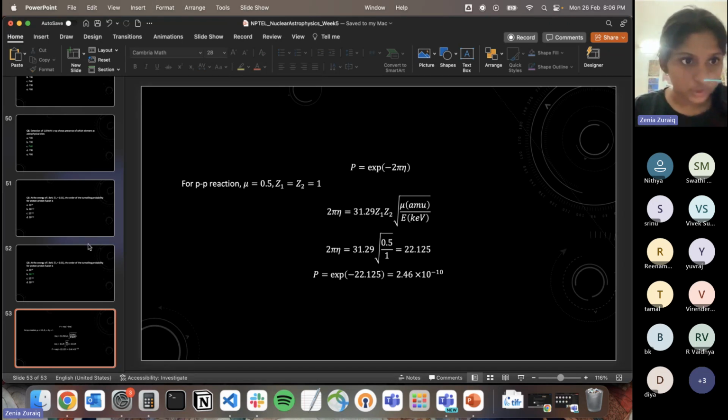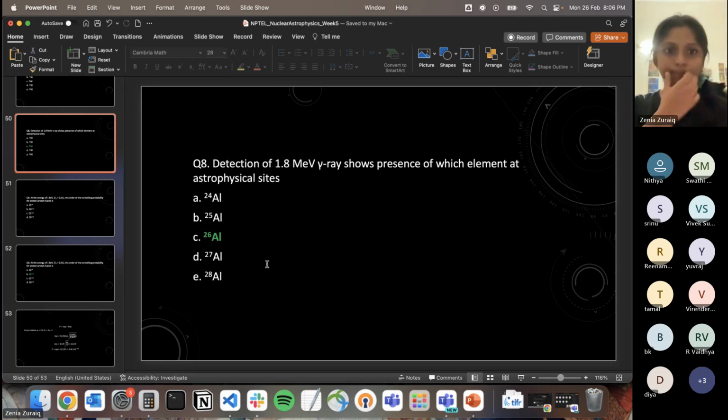Show the answer of question 8. Don't worry, all the slides will be shared with you also, so you can see them then. But this is the answer. It's decay of aluminium.